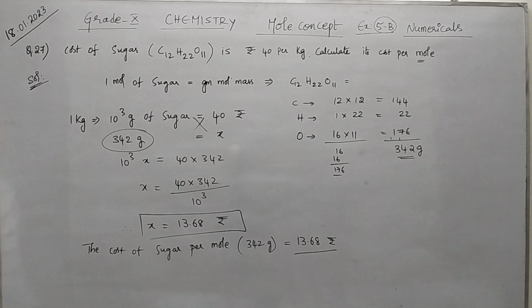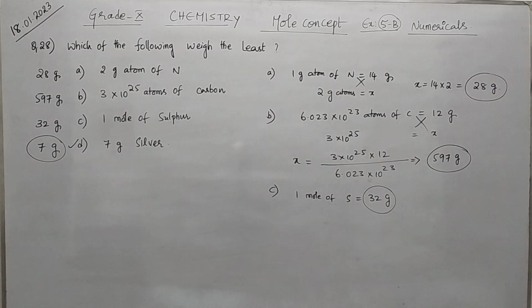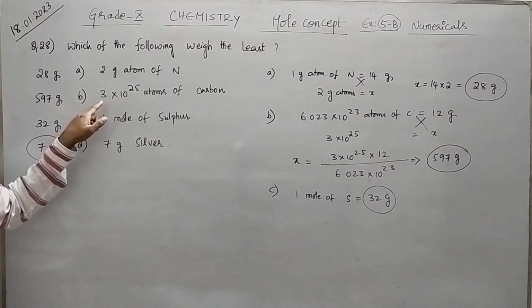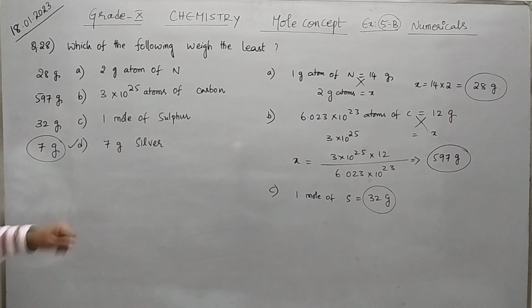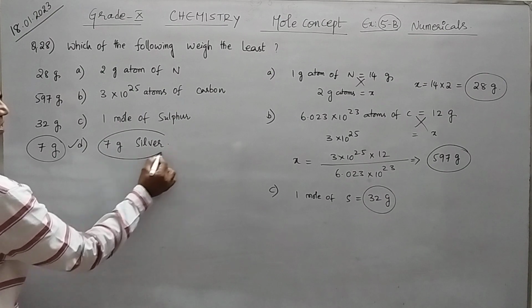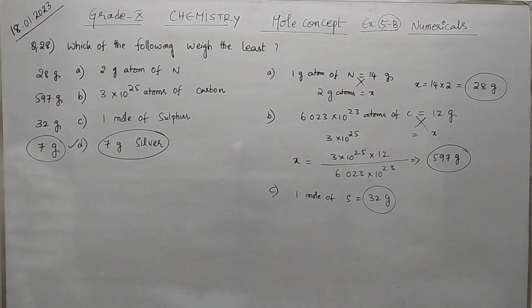Let us move to question number 28. Next, question number 28. Which of the following weigh the least? You have to find out. So I have already calculated this because you know the procedure. 2 gram atom of nitrogen, 3 into 10 power 25 atoms of carbon, 1 mole sulfur and 7 gram silver. So in the last option they already gave the mass, nothing but 7 grams. No need to calculate for the last option.